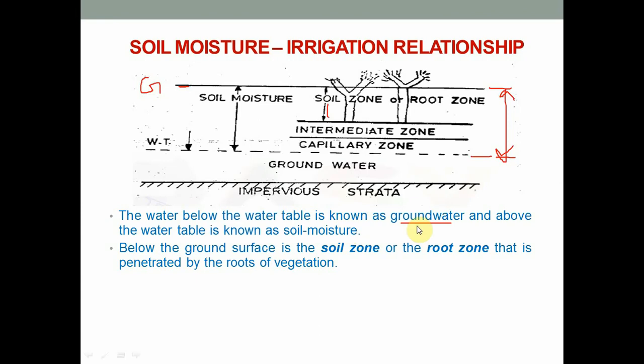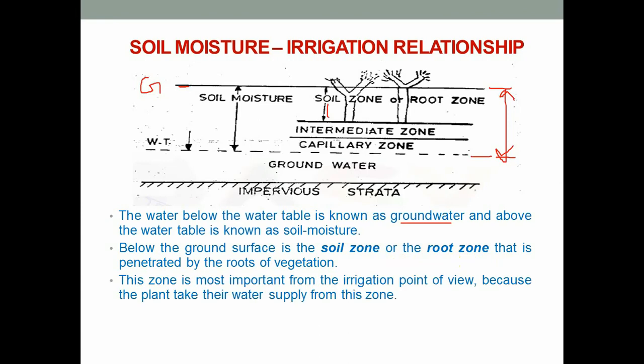Now below the ground surface is the soil zone or the root zone that is penetrated by the roots of vegetation, just as I have told you. Now this zone is most important from the irrigation point of view because the plant takes its water supply from this zone. The water which the plant is going to take for its growth, the crop is going to take for its growth, it is all taken from this zone, that is the soil zone or the root zone.